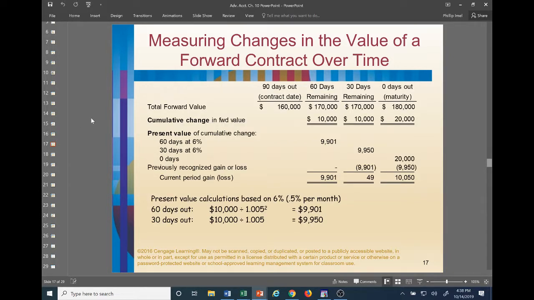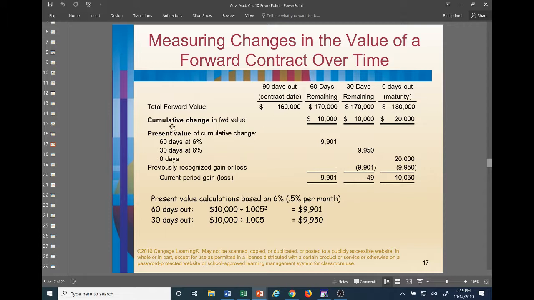So let's look at another example here. Assuming a 6% discount rate, the change in value of the forward contract over time is as follows. If you recall, this is the exact same example that we had in the derivatives module, but we'll still go over it one more time. So how do we get the total forward value? 90 days out from the contract date, it was 0.16 times a million foreign currencies, which would be $160,000. At 60 days remaining, we're at 0.17 on a million foreign currencies, which would be $170,000.